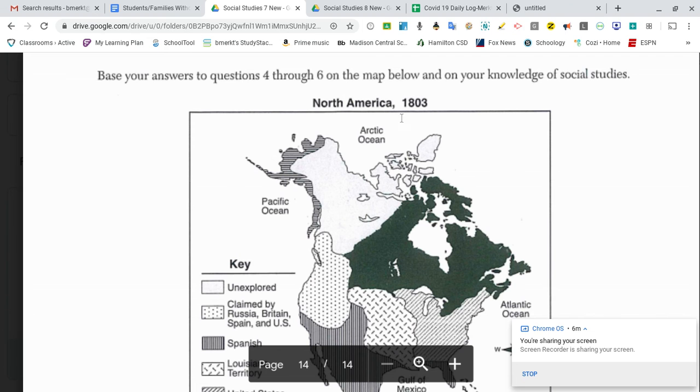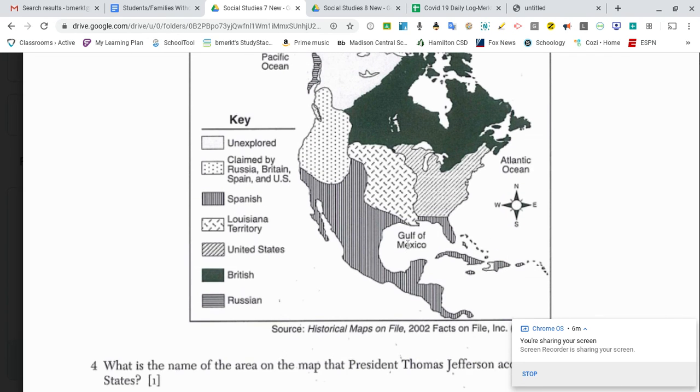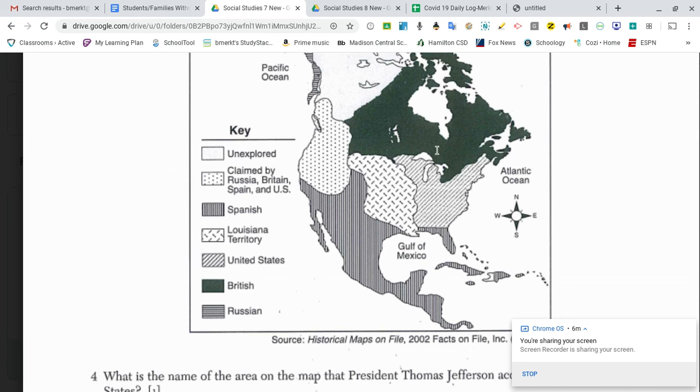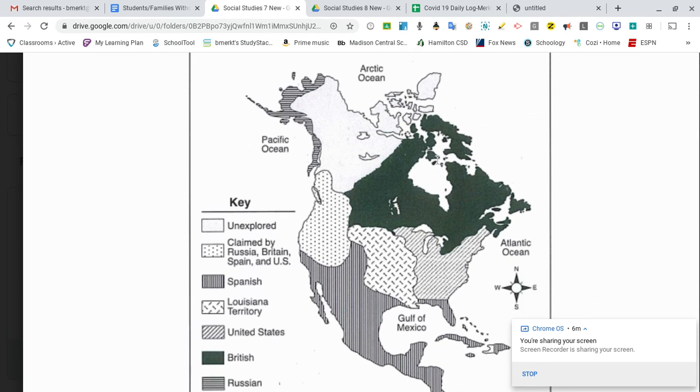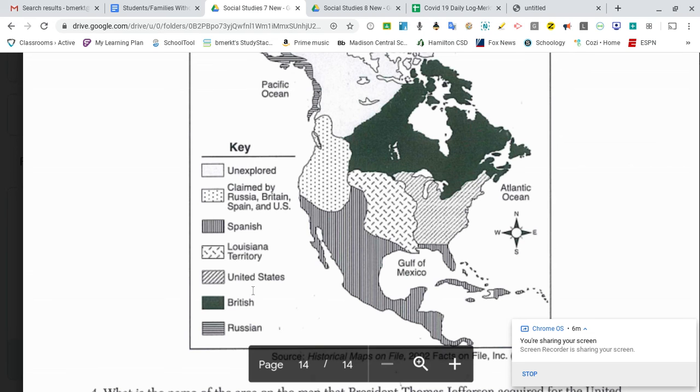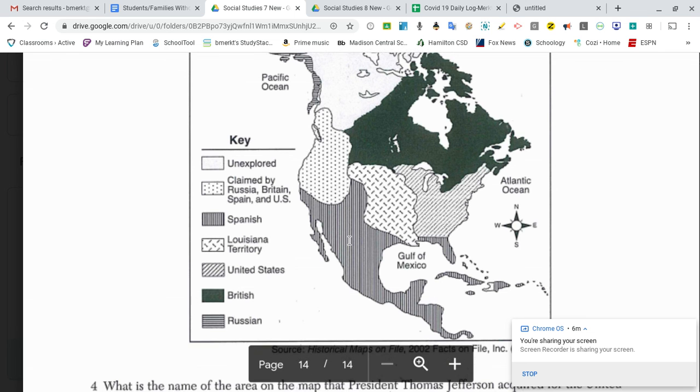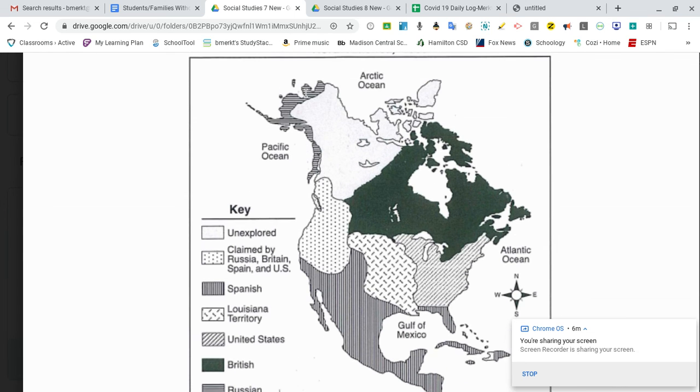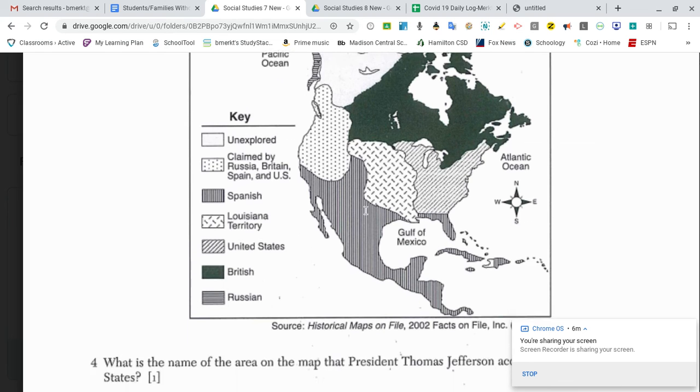Got a map of North America, 1803. So this is quite similar to the picture we just looked at, and all the different ways that we sort of acquired land and who controlled all this land in 1803, North America in 1803. Our key over here: unexplored, claimed by Russia, Britain, Spain, and the United States. So this dotted area out here was actually claimed by all those countries. The Spanish, they were here. The United States, original states right here. British territory, the British were here, and the Russians up here. Take a look, Russians were up here in Alaska.